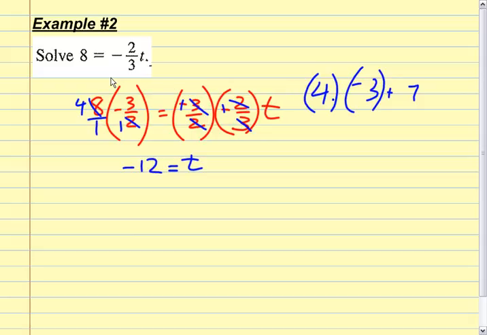So they need to be the same sign. All you do is change the numerator and denominator. All right? Let's look at the next one.